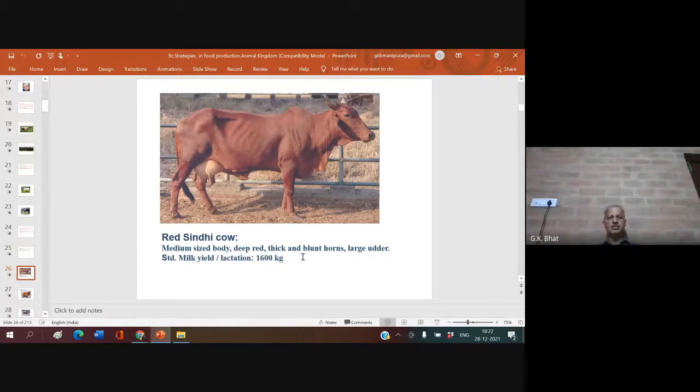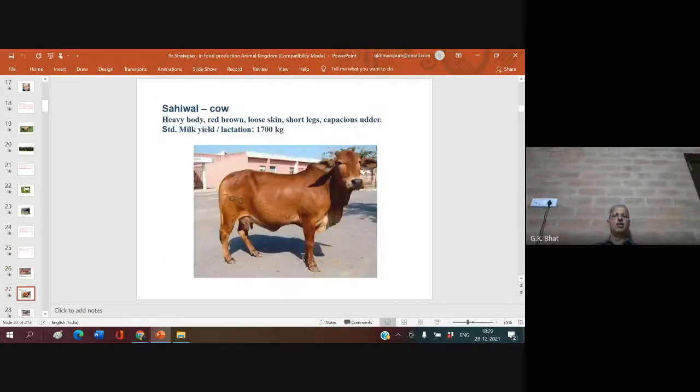Okay, this is a Sindhi cow, and this is Sahiwal. This cow also gives, look here, all the other features you need not bother about, but see how much milk it is. The milk per lactation is 1700 kg. All this milk yield is referred to in terms of a lactation period. Milk yield per lactation is 1700 kg.